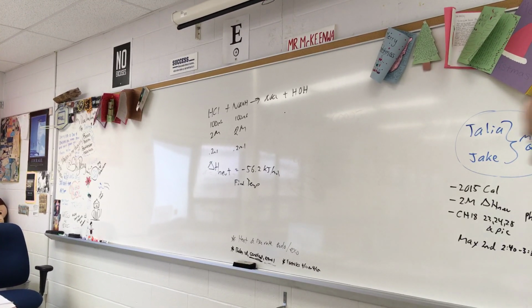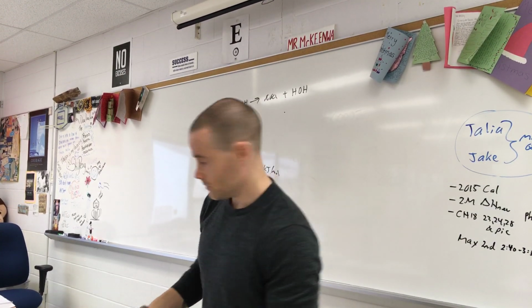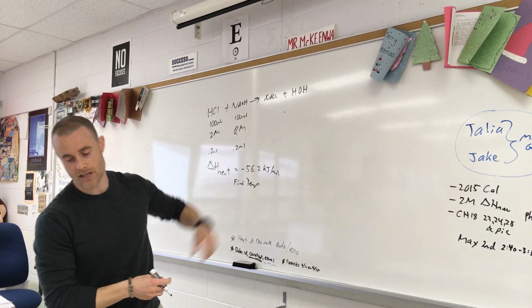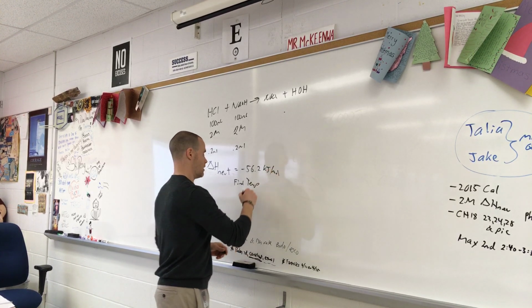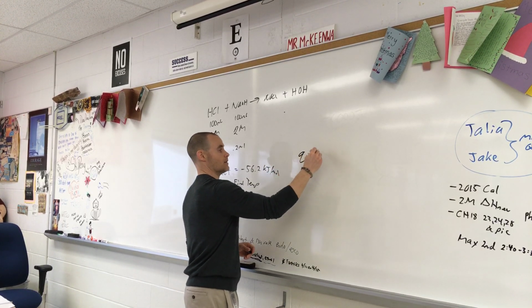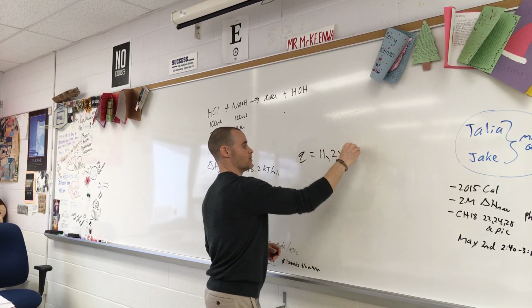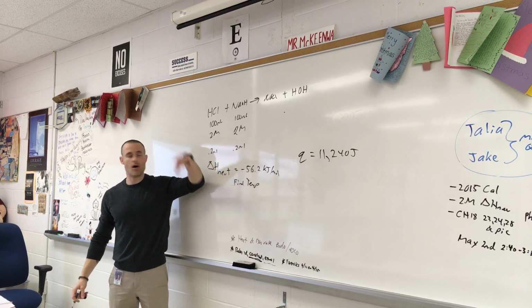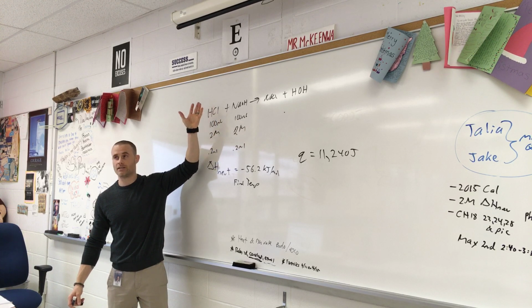Okay, here we go. So, when I do all that, I get 11,240. So, Q is 11,240 joules. I'm skipping the math. You're just multiplying this by 0.2. That's how we do all these neutralizations. I don't care what acids and bases they give you.